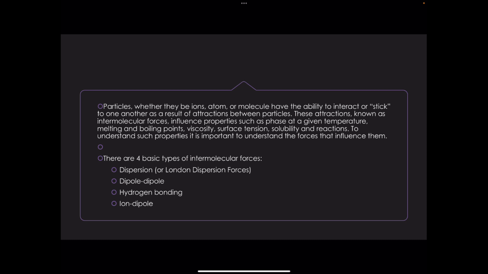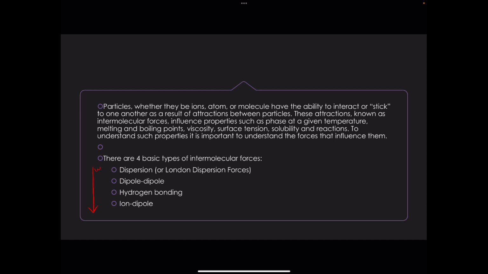To understand these properties, it's important to understand the forces that influence them, that are going to cause those particles to stick together. And there are four basic types of intermolecular forces. We have dispersion, dipole-dipole, hydrogen bonding, and ion dipole. These forces are going to differ by what types of substances they're found in, and they're going to differ by their strength. Starting from the top, going down to the bottom.